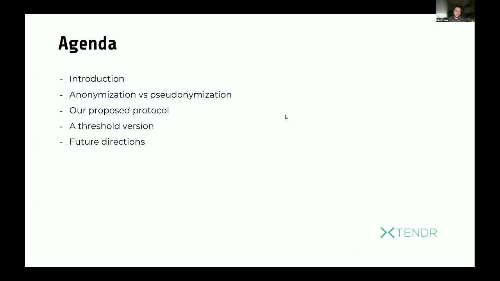The introduction includes the difference between anonymization and pseudonymization. And I will describe actually two protocols. The first version of the protocol includes every participant to take part in the computation. And we also describe a threshold version where any certain subset of the participants can calculate. And I will also talk a little bit about our future directions.